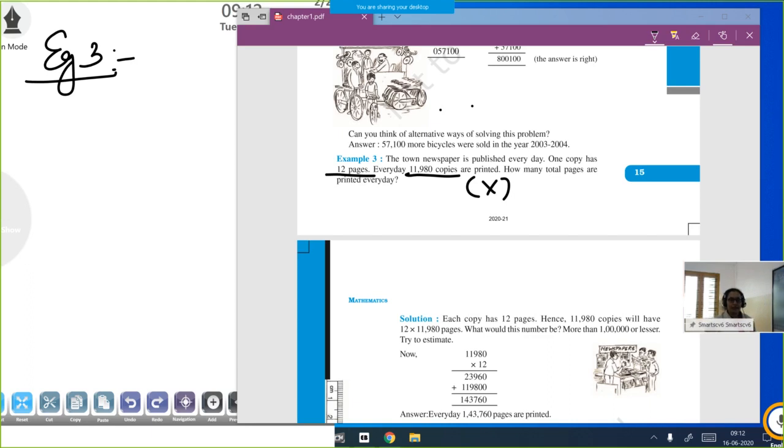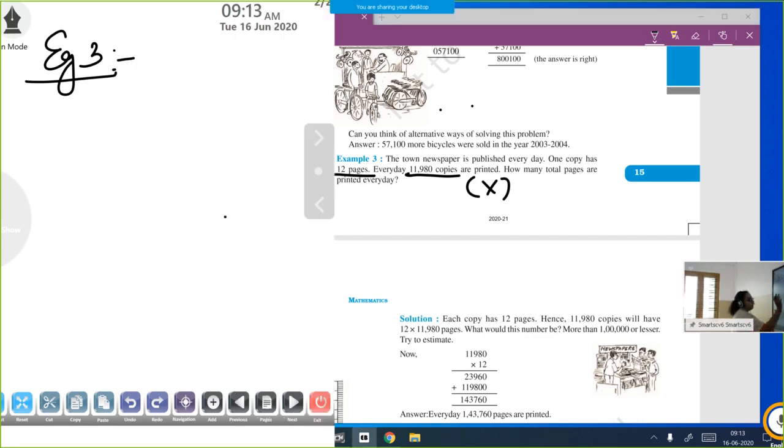Why are we multiplying? Because multiplication is repeated addition. So instead of adding to find the total pages, we can multiply the numbers. Okay, remember that one. Here we want to find the total pages printed every day. For that purpose, we are multiplying the total number of copies, 11,980, with 12, because one copy is having 12 pages.